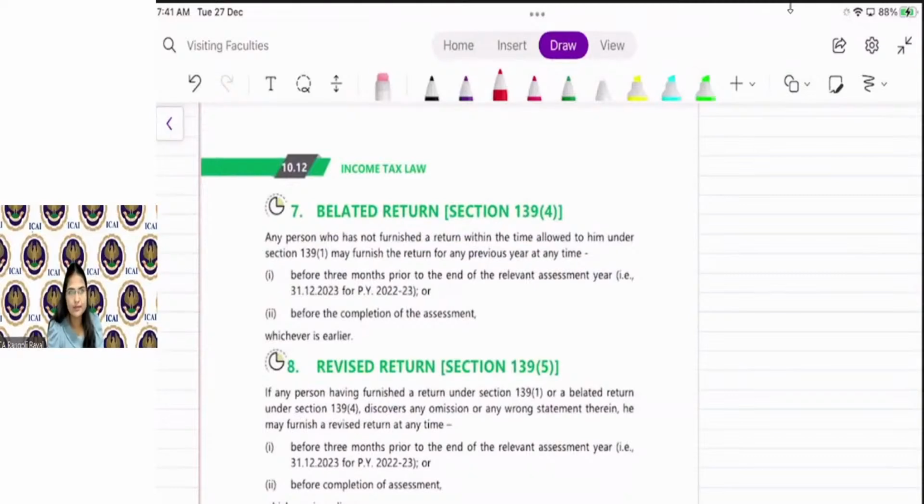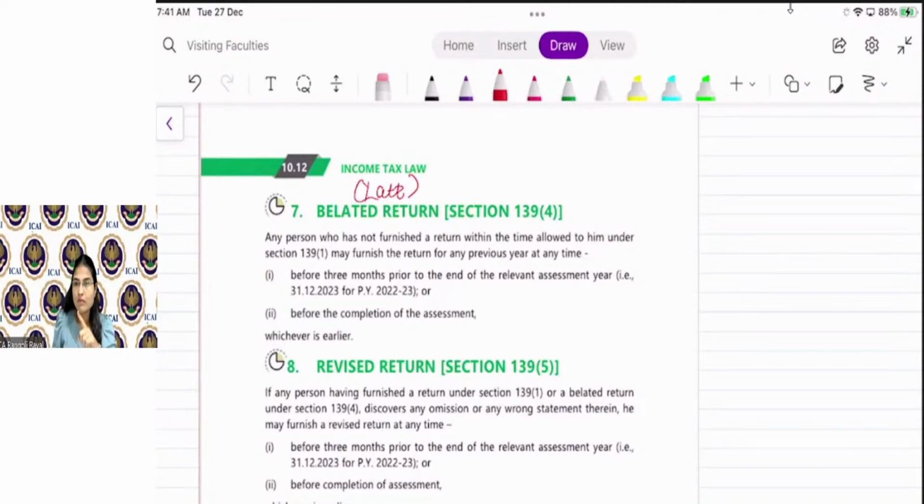Belated return. Belated return means late return. That the return is filed after due date. See, the government has to restrict some date for late filing also. Otherwise, 5 साल पहले का return someone filed today. Okay. So you can file your return of income after due date.